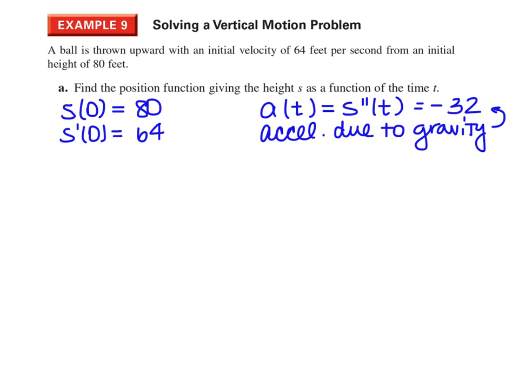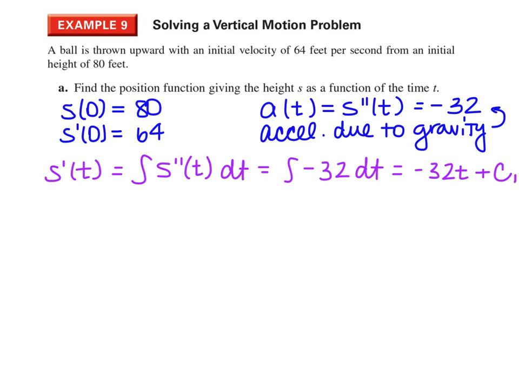All right, so here's what I know. The height of the ball, the position at time 0, is 80 feet above the ground, and the first derivative, the initial velocity at time 0, is 64 feet per second. I also know that acceleration is the second derivative of our position function, s double prime of t, and acceleration due to gravity in feet is -32. So starting with the second derivative, s double prime of t, which I know to be -32, I can then work backwards to find the first derivative.